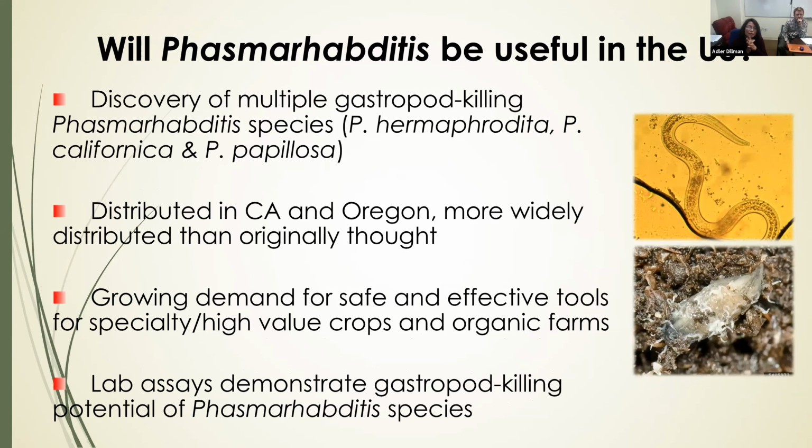So maybe you'll be asking whether it will be really useful in the US, and why do we think it is going to be useful in the US? There are 4 reasons that I would like to present. And first is that we discovered not only one species, the P. hermaphrodita, that was commercialized in the UK, but there are multiple species that were found. One is P. californica, that was first discovered here in California, and then P. papillosa. And not only are they distributed in California, they have been found in Oregon as well.